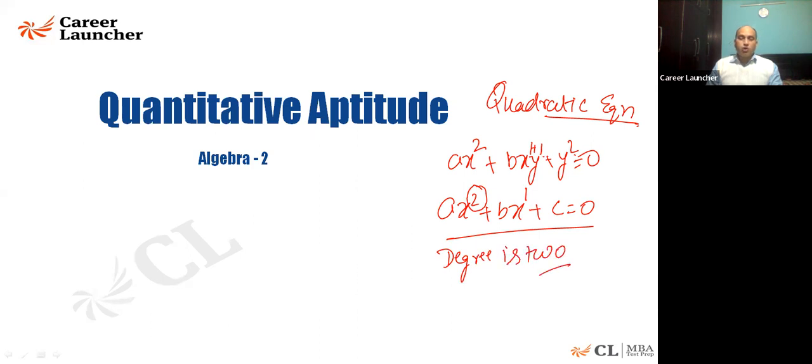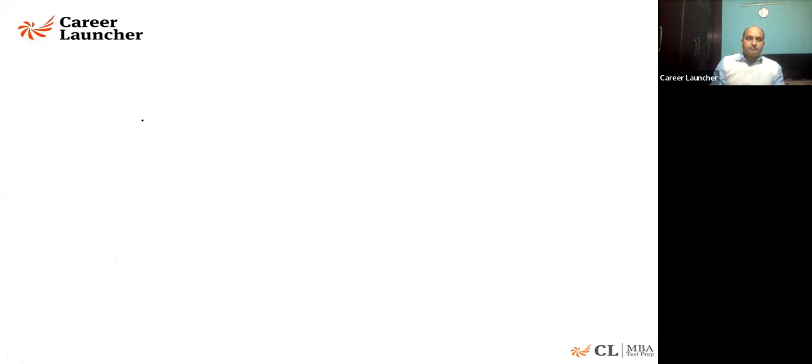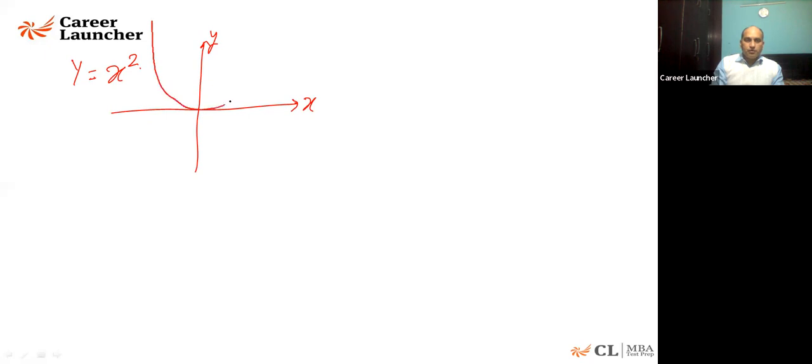So today we are going to talk about the second degree equation, which is known as the quadratic equation. Fine. Now, a general equation. This is known as a parabola. A parabola is a figure. This is the y-axis. This is the x-axis. The curve is formed like this.